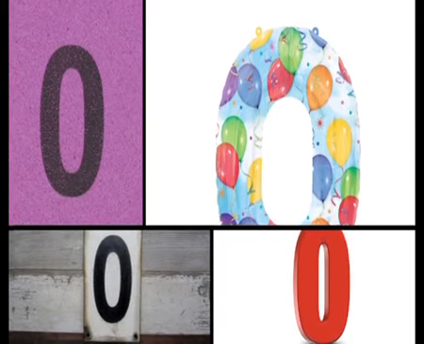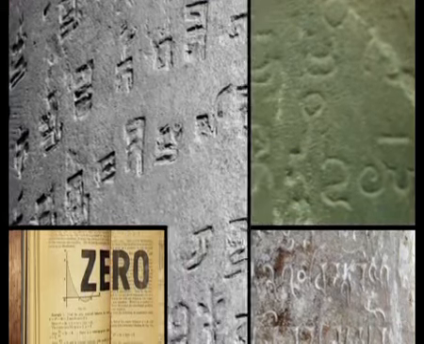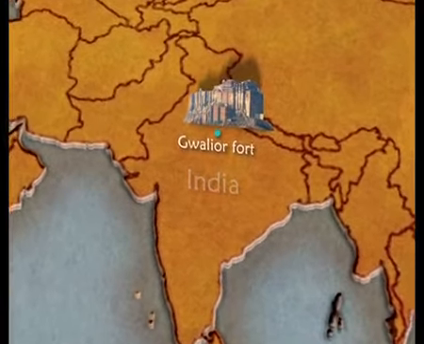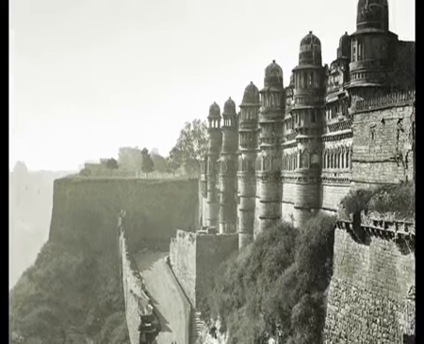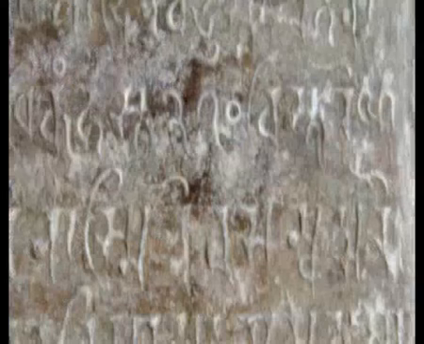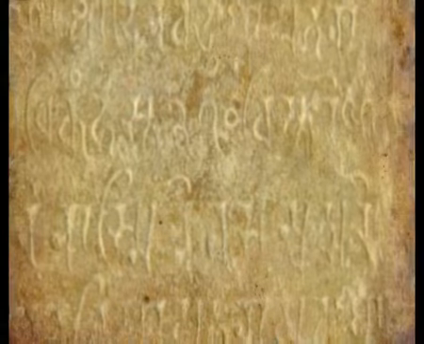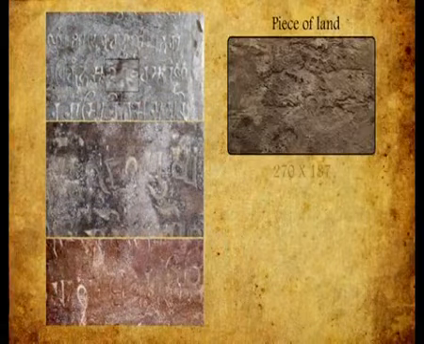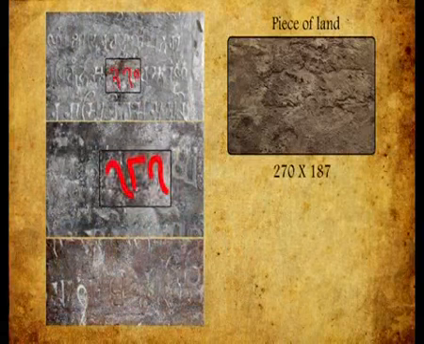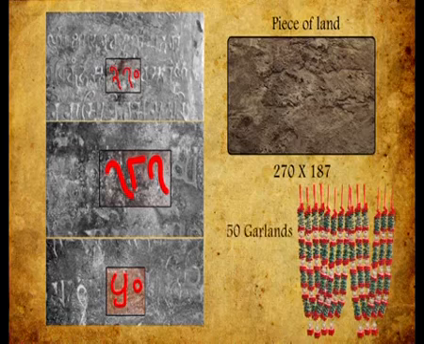How about zero? India was clearly familiar with the idea of zero. Let me give you some evidence. For that, we need to travel to the fort at Gwalior. Well, there is a stone tablet in the Gwalior fort that dates back to 876 AD. Now this tablet has a notation for zero. Not once, but twice. It mentions a piece of land that is 270 by 187 units long, and in the number 50, which refers to a daily gift of 50 garlands. This is the first recorded evidence of the zero we use today.